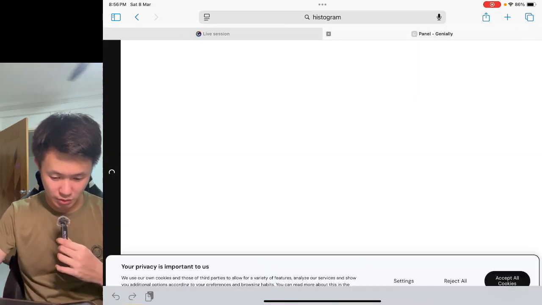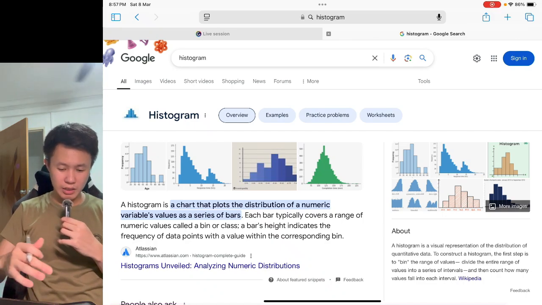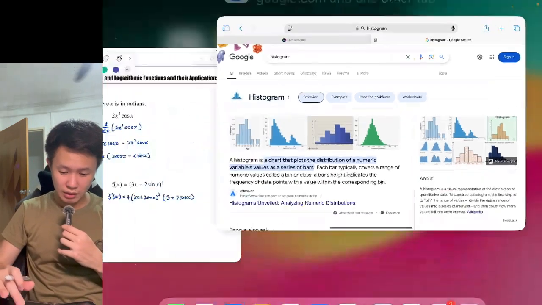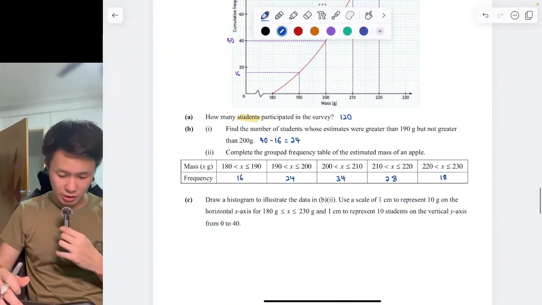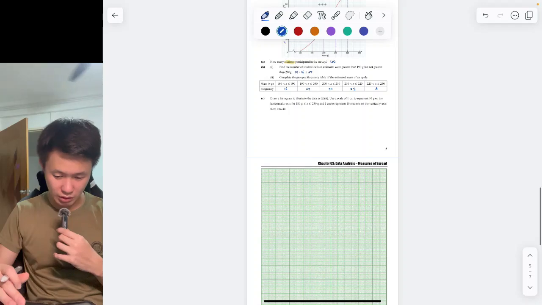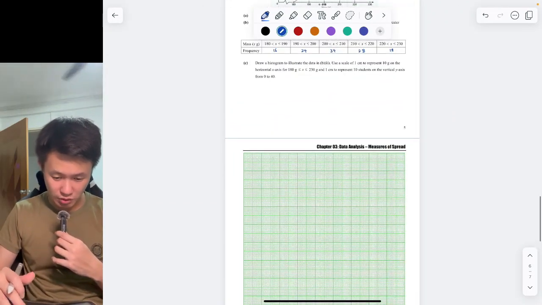Right, what is a histogram? A histogram is something like a bar graph, right? And all you need to do is connect the graphs together, and it's pretty straightforward actually. We're going to draw it. We're going to use the grids here, and we're going to draw this histogram.